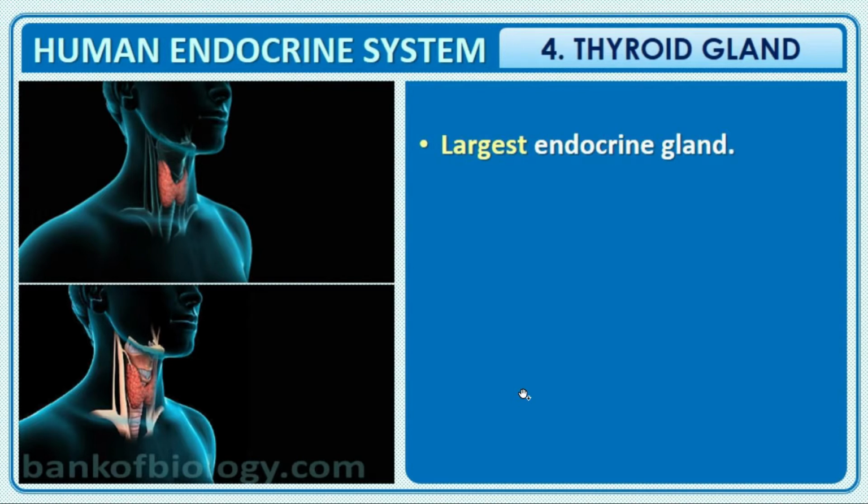It is the largest endocrine gland because if you see the size of the pituitary gland, it is pea-seed shaped and small in size. But the thyroid gland is larger than the other glands.